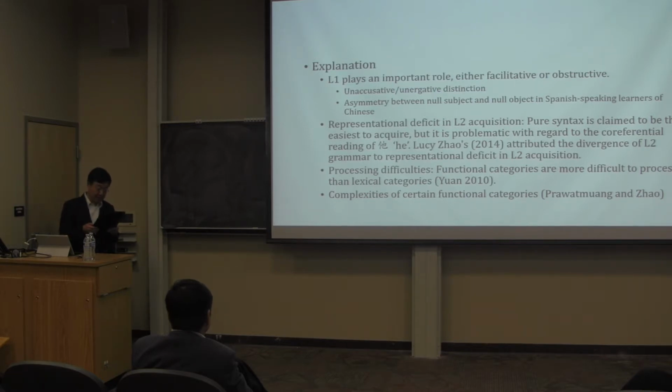Secondly, pure syntax is claimed to be the easiest to acquire, but it is problematic with regard to the co-referential reading of ta in Lucy Zhao's study. And Lucy Zhao attributed the divergence of L2 grammar to representational deficit in L2 acquisition. And thirdly, we could say processing difficulties are a reason. Functional categories are more difficult to process than lexical categories. And the fourth factor is complexities of certain functional categories, like inferential le, which is very difficult to acquire.